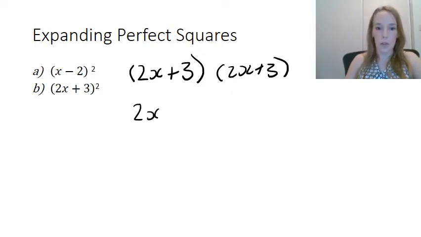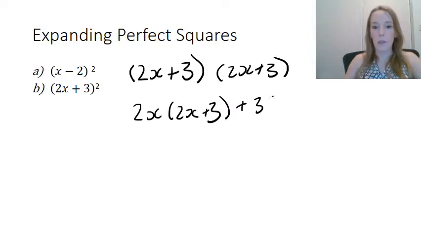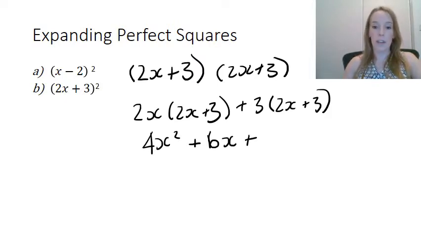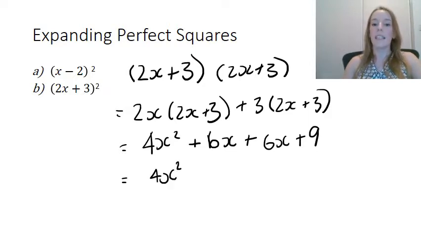So 2x plus 3, just doing a normal binomial expansion, 2x plus 3. So 2x times 2x will give us 4x squared. 2x times 3 will give us 6x. 3 times 2x will again give us 6x, and 3 times 3 is 9. Forgot my equal signs. Okay, and again, we can collect like terms. So 4x squared, 6x plus 6x will give us 12x plus 9.